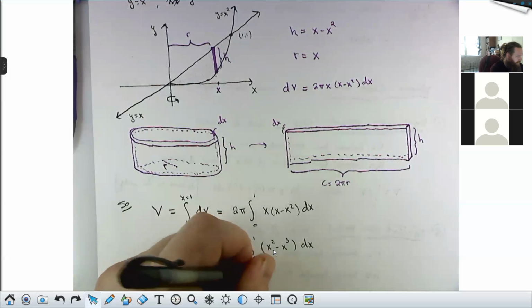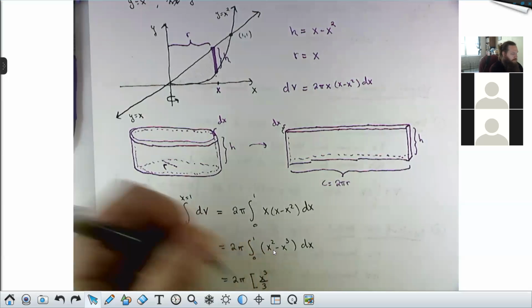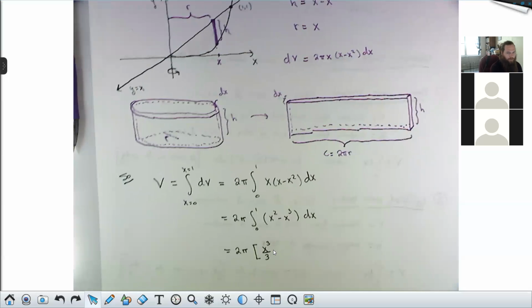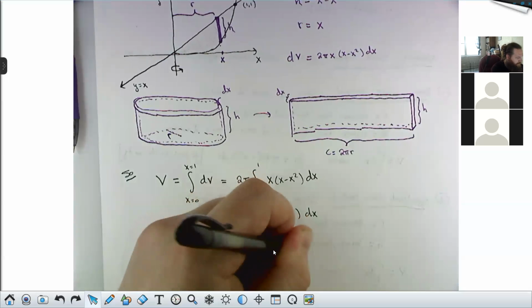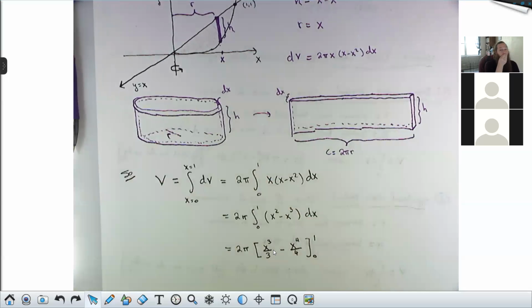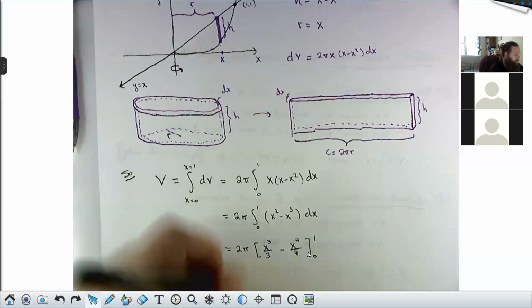The antiderivative of x squared is x cubed over 3, or 1/3 x cubed. And an antiderivative for x cubed is x to the 4th power divided by 4. And we evaluate that from 0 to 1. If I plug in 0, these are both 0, so the only contribution comes from the upper bound when I plug in 1. And then this will be 1/3 minus 1/4.